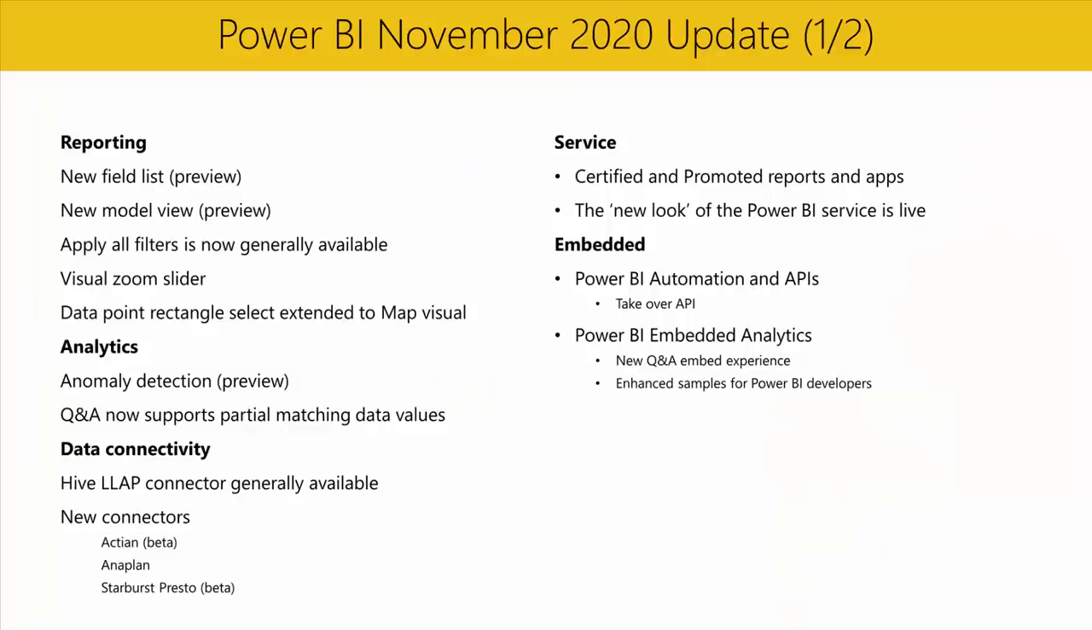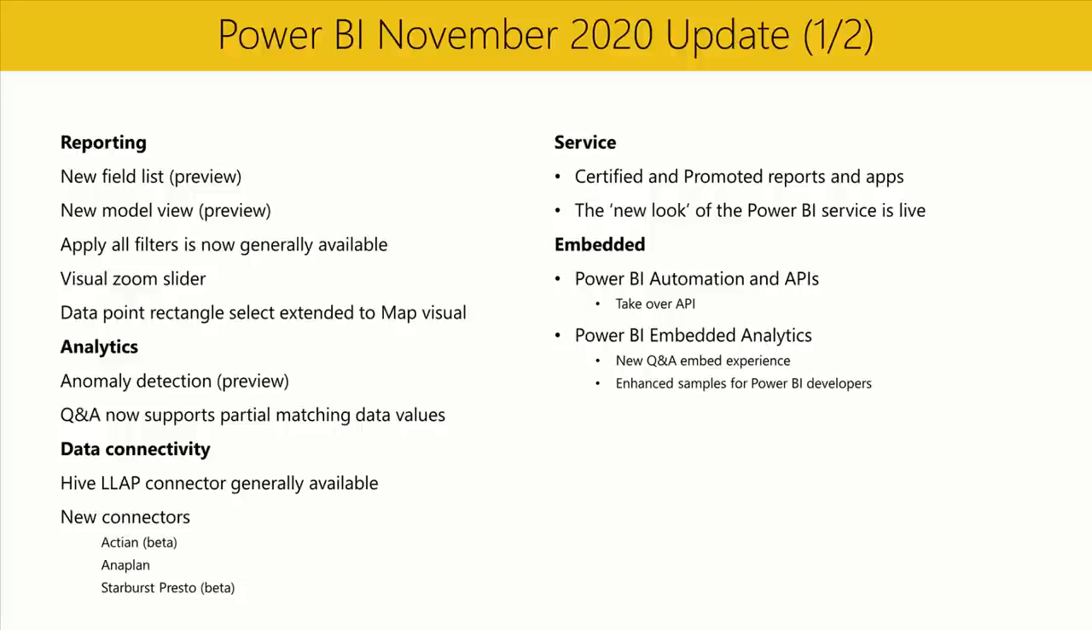We've also heard your feedback on the Q&A visual, and we've brought partial matching for data values to the visual. Before this update, if you typed in a request like, "Show me sales for Azure," the question would fail if the actual value was Microsoft Azure. Now we will give you intelligent matches by searching the data for potential matches as well.